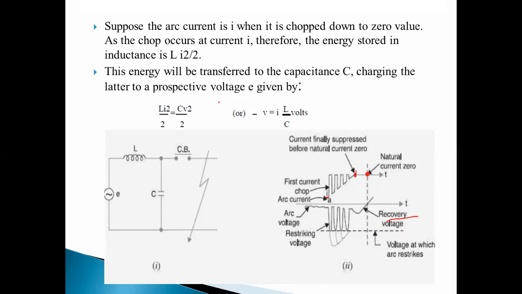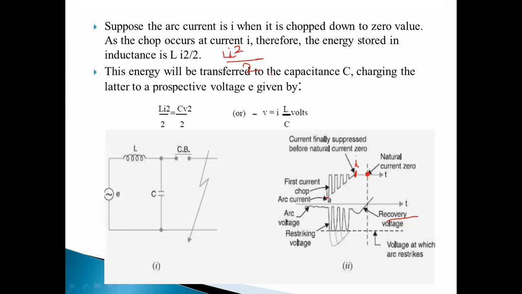Okay, now suppose the arc current is I when it is chopped down to zero value. When it is chopped down here, the arc current is equal to I, and therefore the energy stored in the inductance, as we all know, is given by L I square. Remember, it is L I square divided by 2.